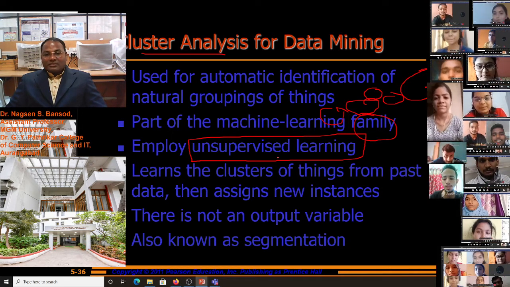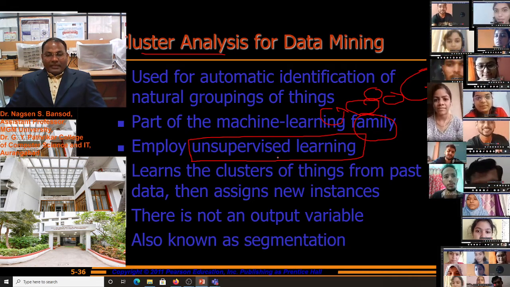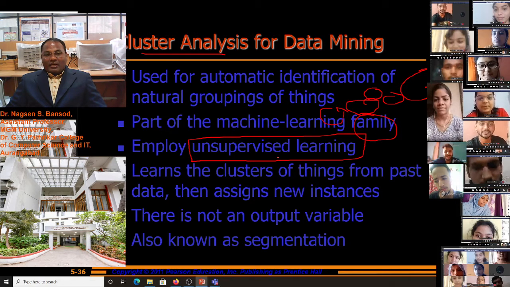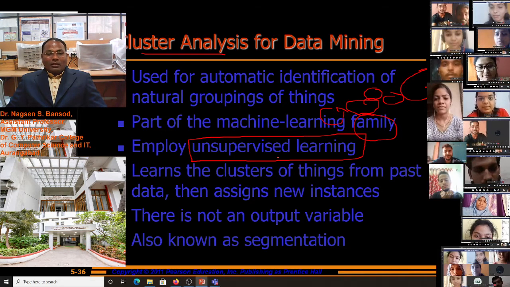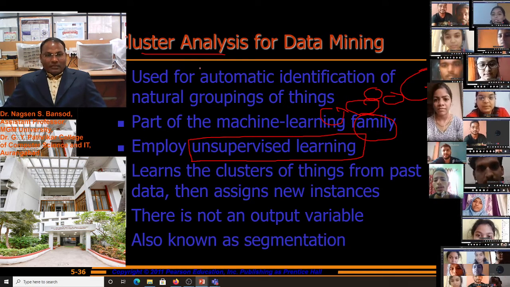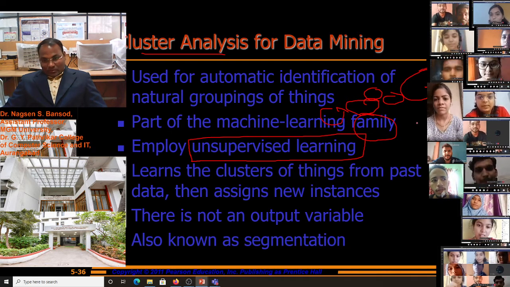Learn the cluster of things from past data, then assign new instances. There is not an output variable, also known as segmentation. In clustering, we learn the cluster of things from the past data.